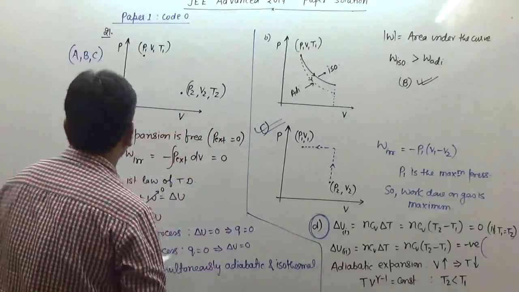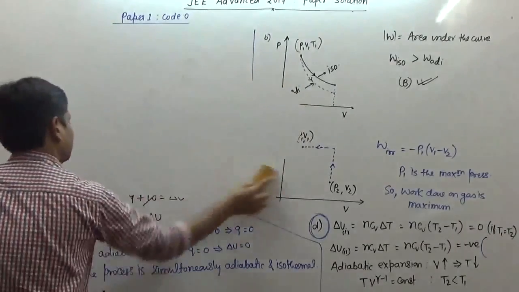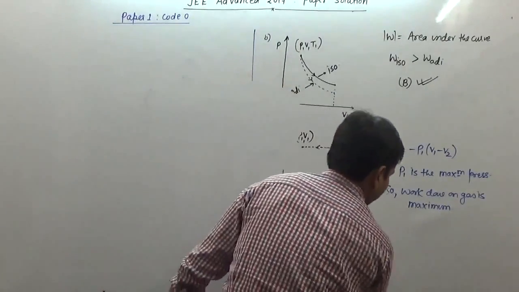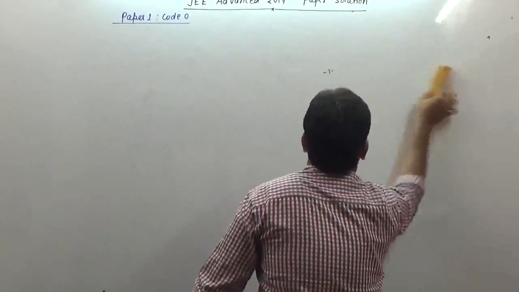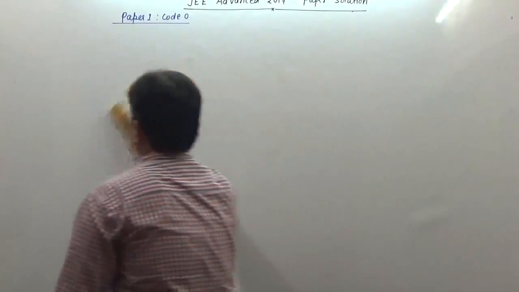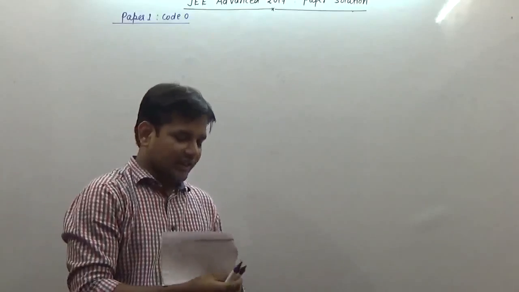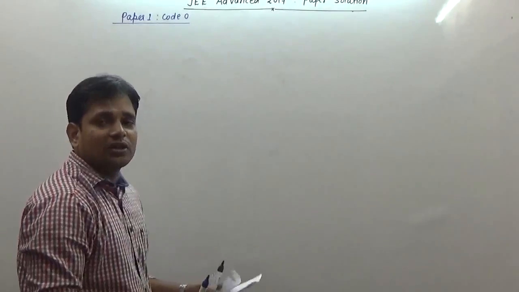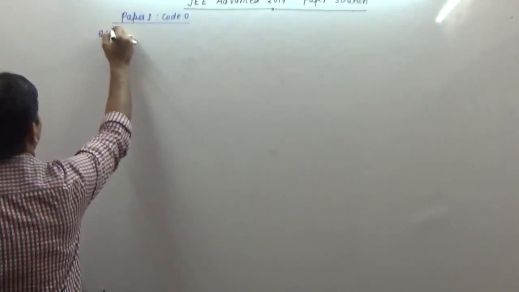So this is question number 21 that we can easily see. The next question is again from physical chemistry, from 12th portion, solution and colligative property. Question number 22 is from solution and colligative property.